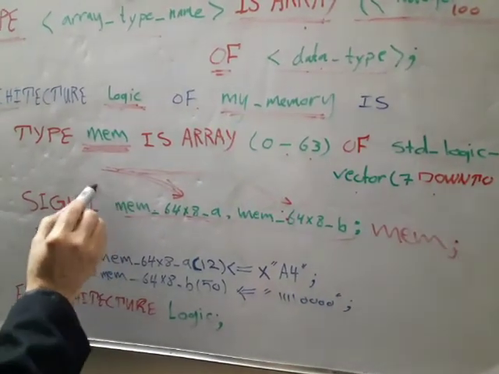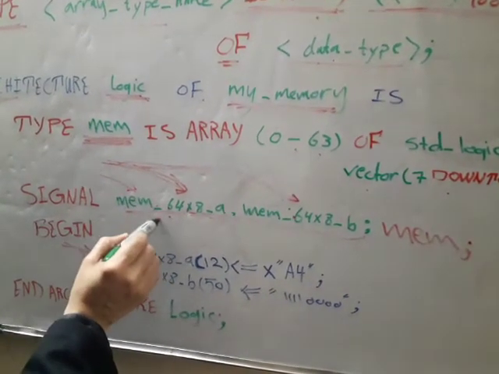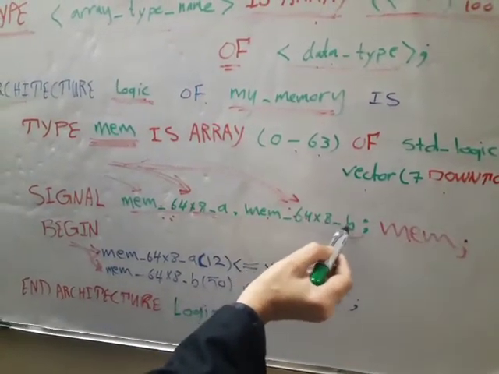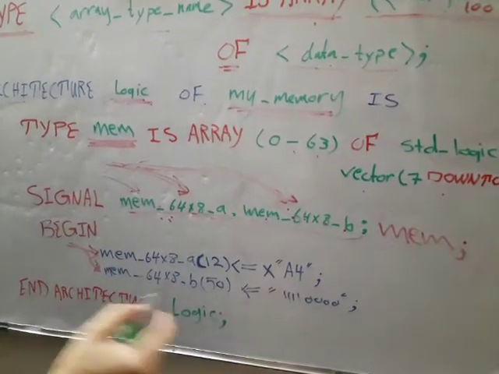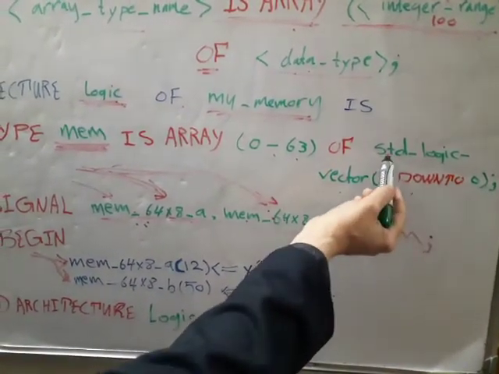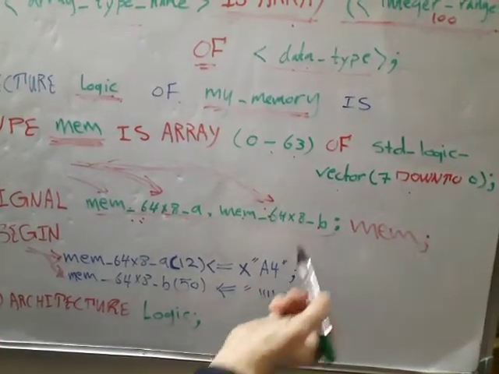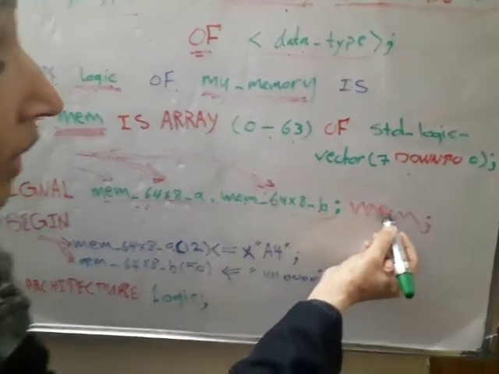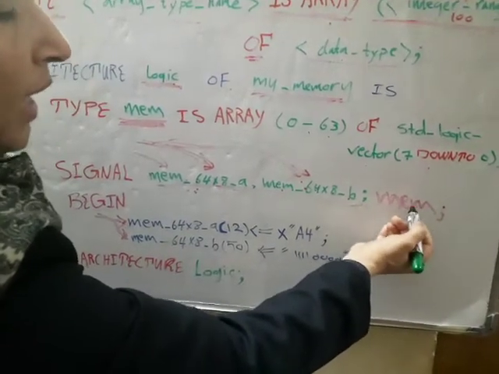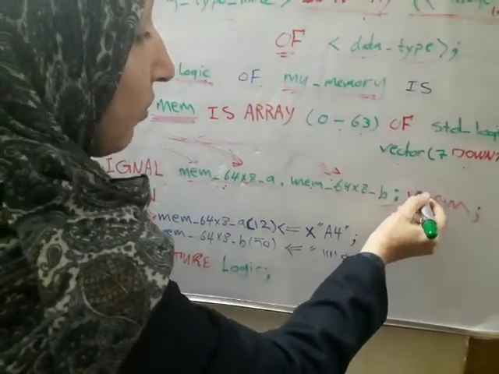Now the first signal has 64 locations, each with 8 bits, and mem64_8B is another signal with 64 locations. Each location is a standard logic vector with 8-bit width. All this can be done only by defining these signals with mem. Mem is a new data type that is defined here.